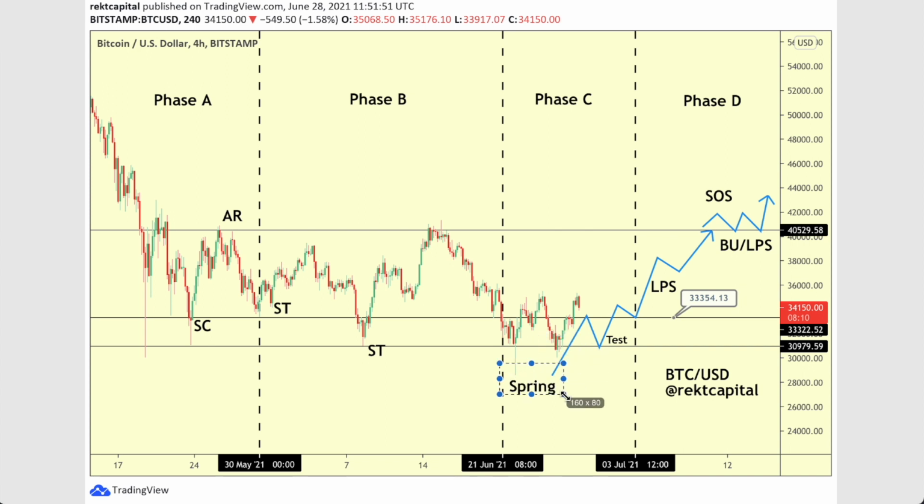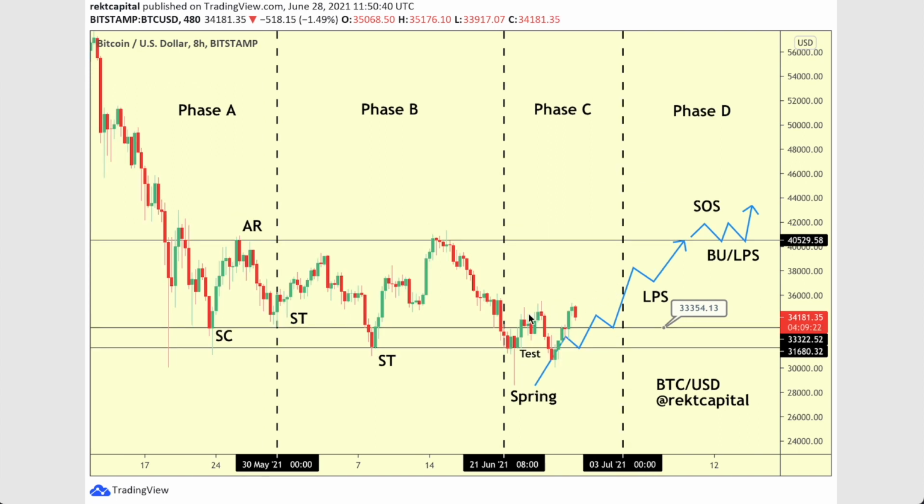But I think the most important thing here is, yes, perhaps we have seen a test here. This indeed does look like a spring, like I mentioned in a previous video. This does look like a test. Overall, we have to have higher lows continuing, higher highs and higher lows. And at the moment, we're not really seeing perfect higher lows, which is why I suggested that we have an invalidation of the Wyckoff accumulation range.